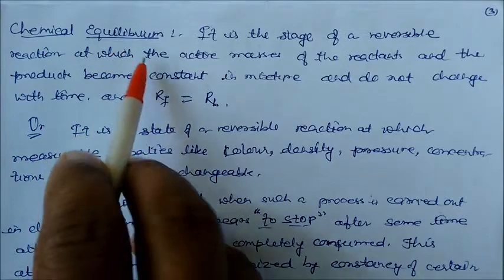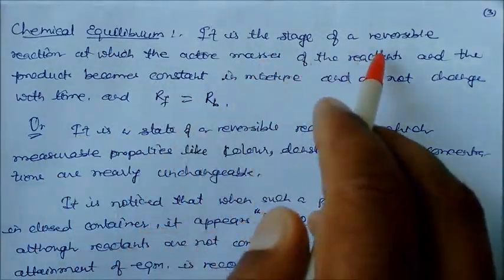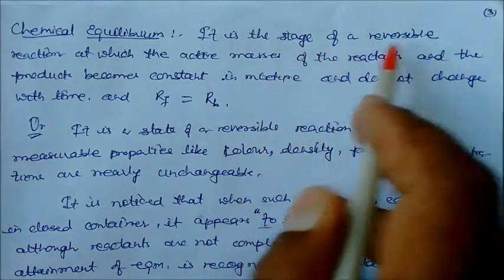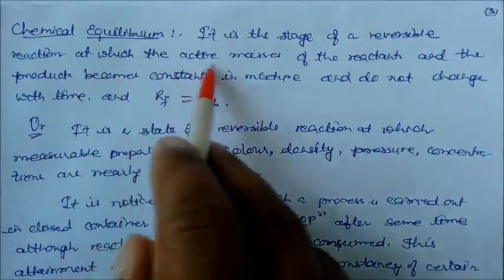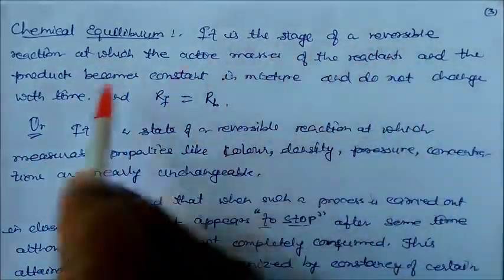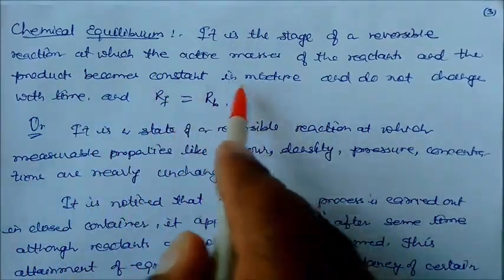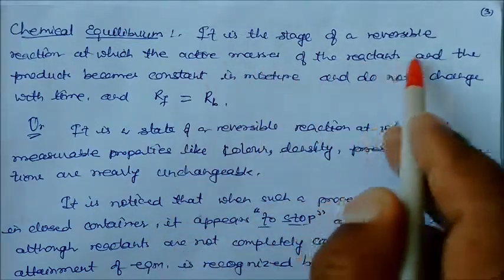As we previously discussed, it is the stage of a reversible reaction at which the active masses of the reactant and the product become constant in the mixture.